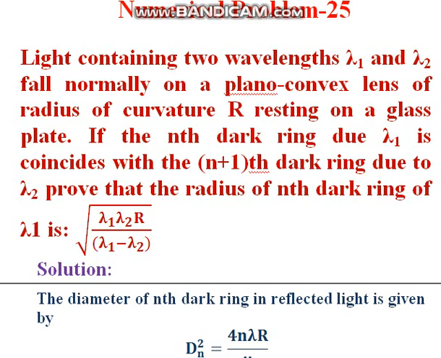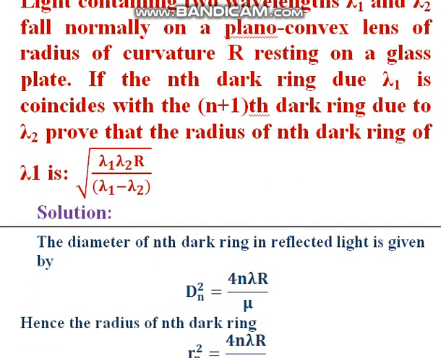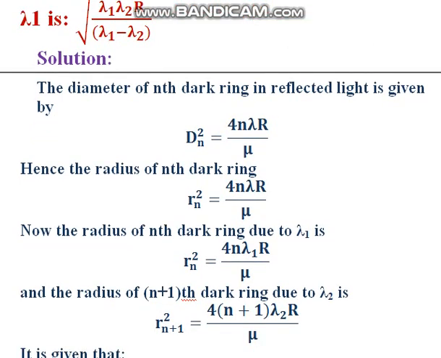So in this question, the nth dark ring due to lambda 1 and the (n plus 1)th dark ring due to lambda 2 coincide with each other. That means their diameters are equal: the diameter of the nth dark ring due to lambda 1 is equal to the diameter of the (n plus 1)th dark ring due to lambda 2. That's why they are coinciding. So let's use this condition in order to solve the problem.